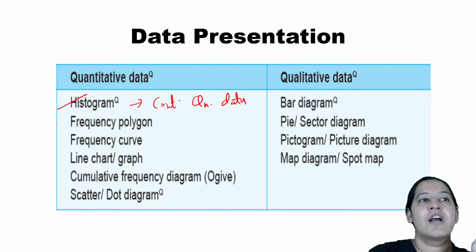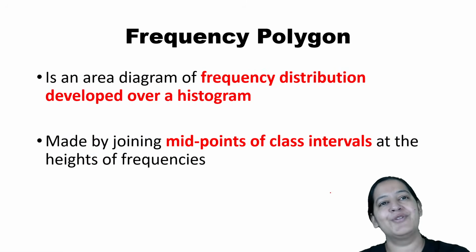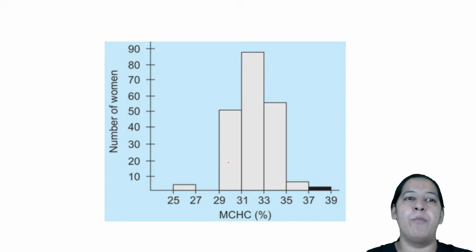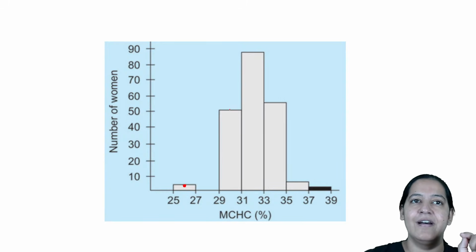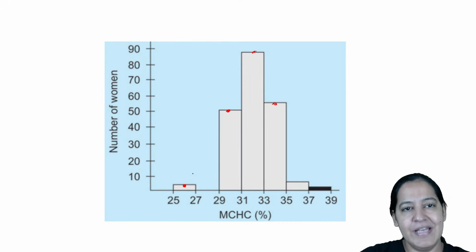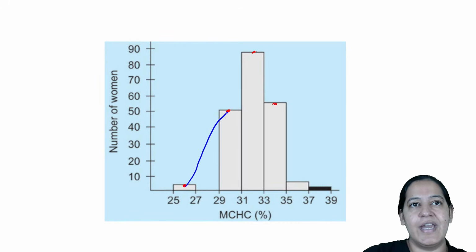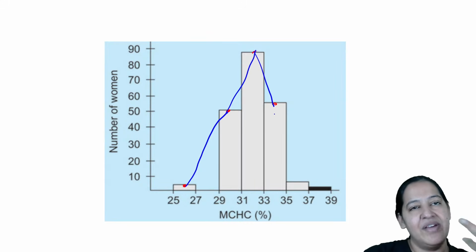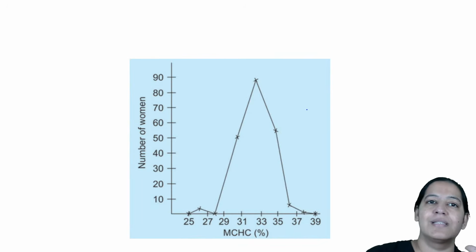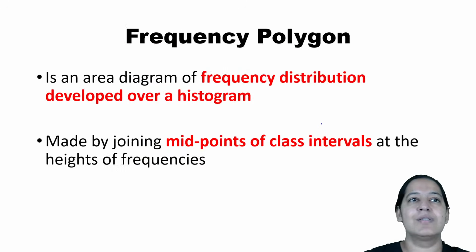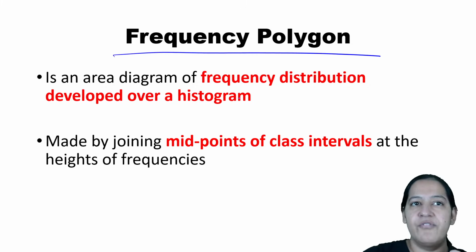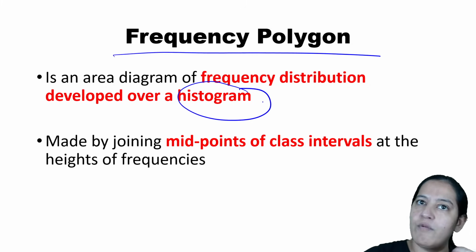That is the summary. Coming to the frequency polygon, what will we do here? We will take the midpoints here, here, here, and here, and just join those midpoints. We are joining these midpoints like this, and we are eliminating the bars. So this is known as a frequency polygon. The frequency polygon is shown over the histogram only.